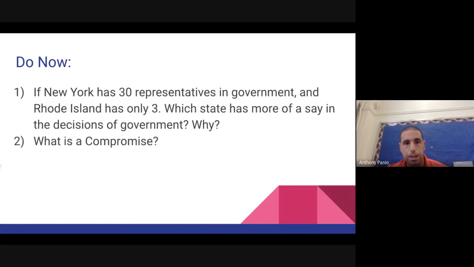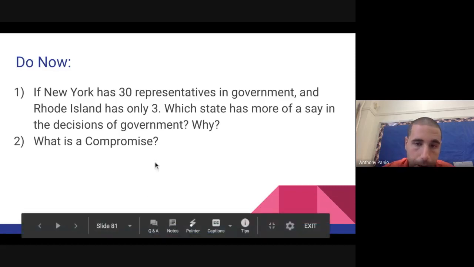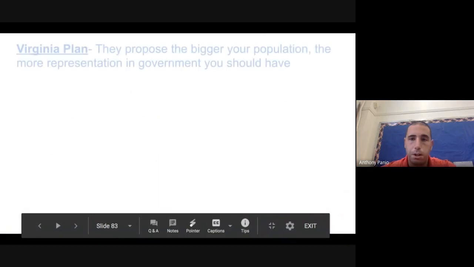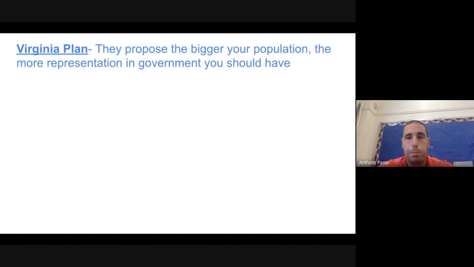Okay? Yeah, there's a disadvantage and advantage sometimes. You're going to have to lose something. You have to give up something to kind of get what you want. And that's very typical in a compromise. Okay? So the Virginia plan was they proposed the bigger your population, the more representation you have in government.